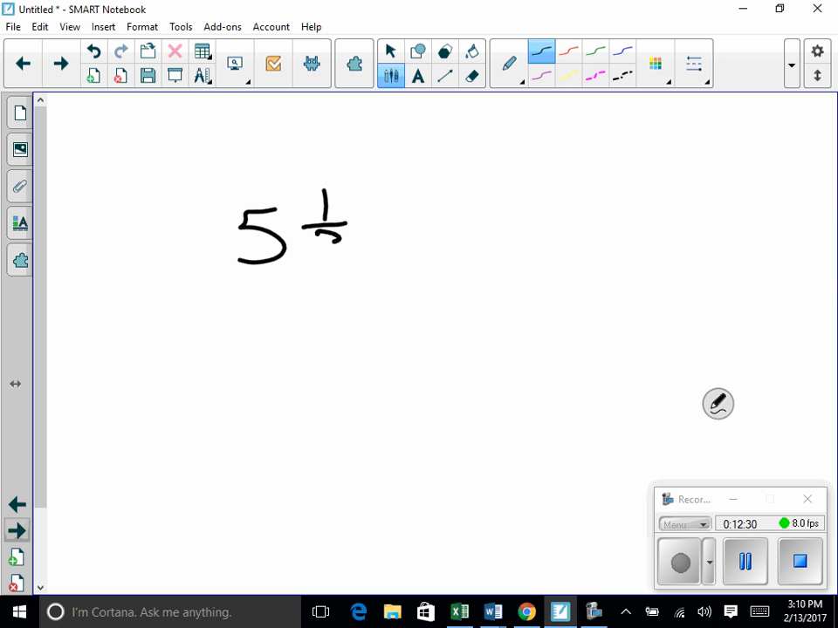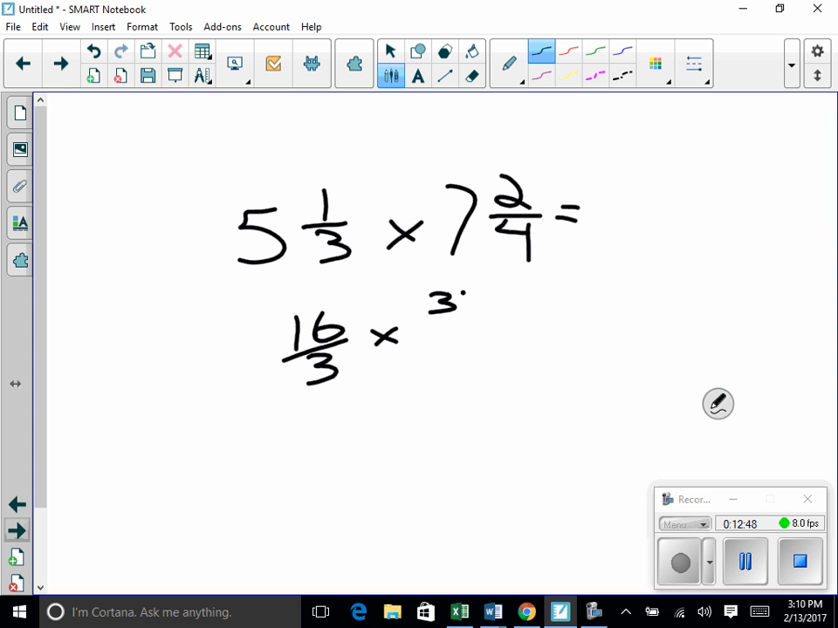Let's do the next one. 5 1/3 times 7 2/4. So once again, change them into improper fractions. 5 times 3 is 15, plus 1 is 16 over 3, times 7 times 4 is 28, plus 2 is 30 over 4. Okay, if you look at it, you can compare some of these.